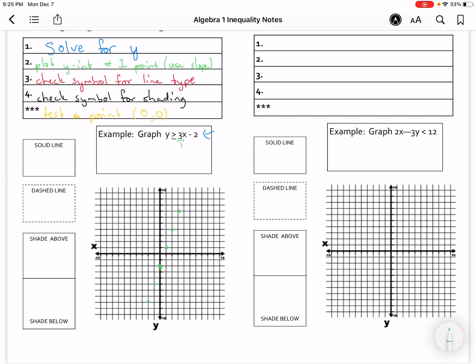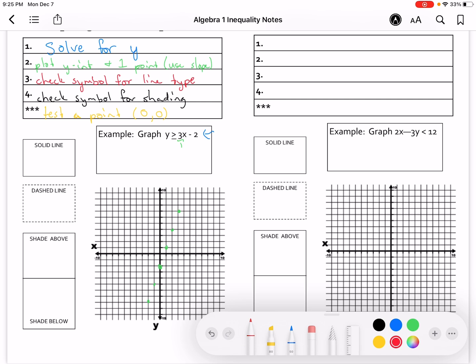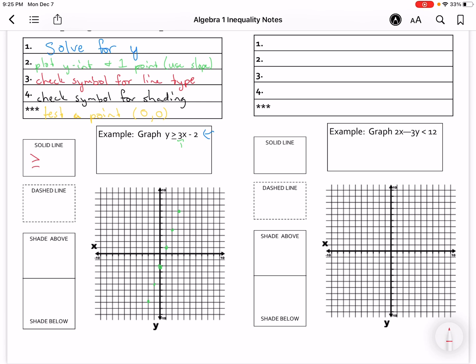Now, it says right here, check the symbol for the line type. In order for us to have a solid line, our symbol needs to be greater than or equal to or less than or equal to. If our symbol is greater than or less than, we're going to create a dashed line. So in this case, we have greater than or equal to, so I'm going to create a solid line that passes through all of those points. I'm going to put arrows on each end.